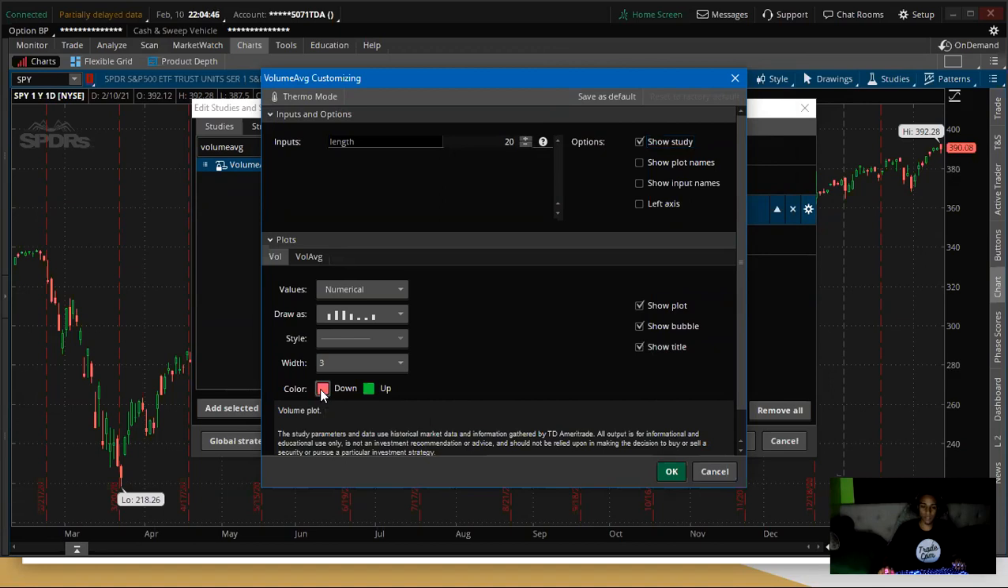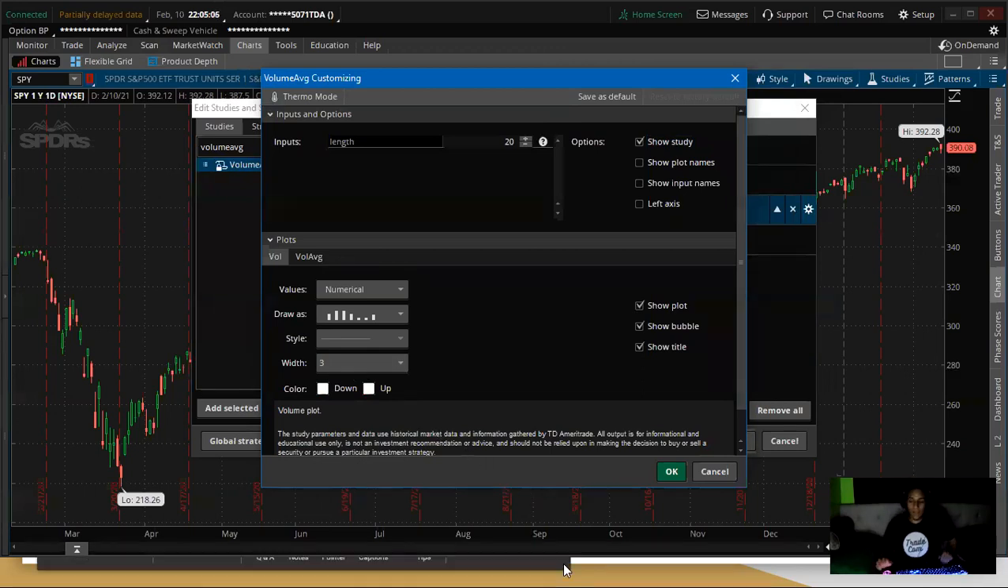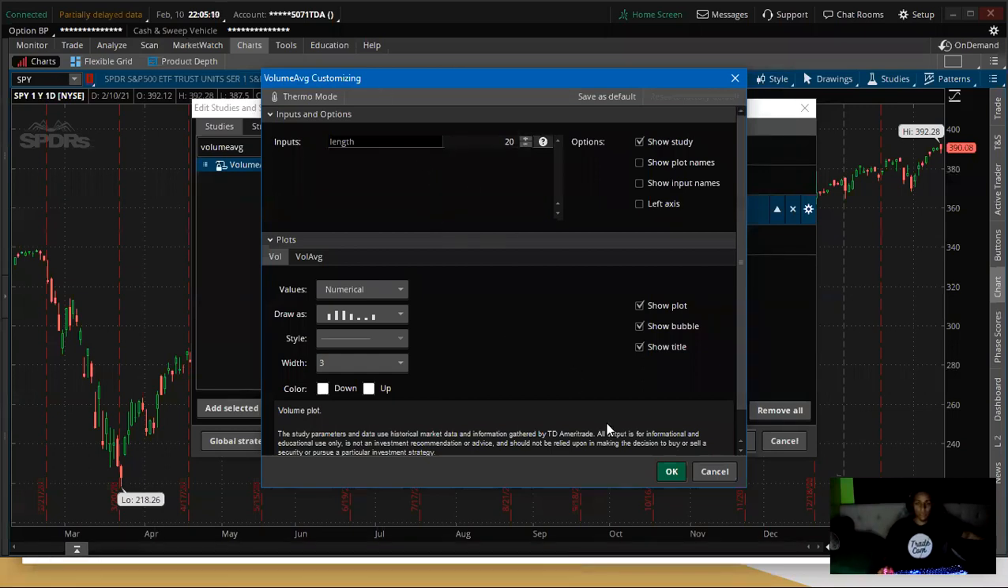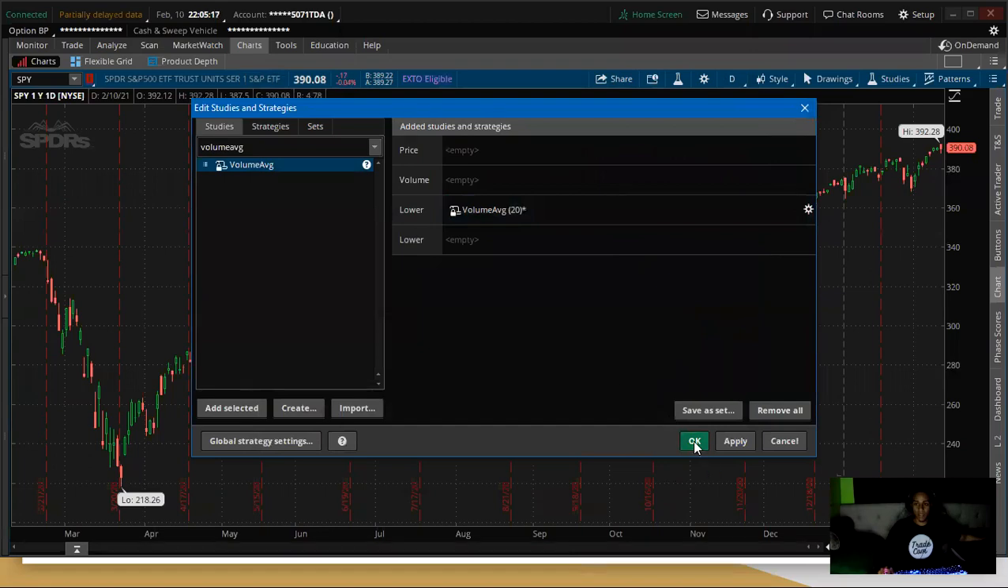Now, for me, I don't care if the volume bar is red or green. A lot of times it would get a lot of people confused, so I change mine to white. I change both of them to white. If the volume bar is red or green, it doesn't really matter. You're gonna pretty much get all your information from your candles. Everybody's good on the volume average part over here? All right, cool. So you're gonna click OK and OK.